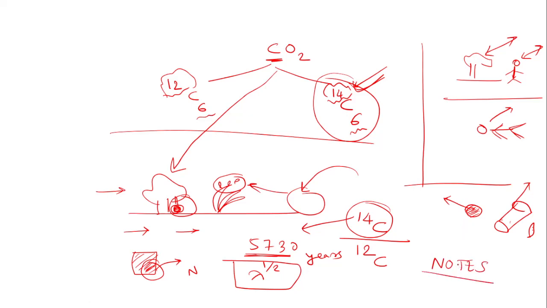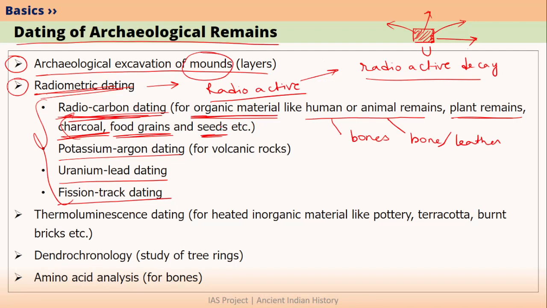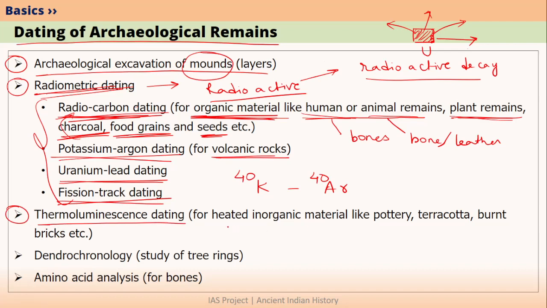Radiocarbon dating, as I have explained, is only available for organic material, that is plants and animals and human beings and whatever their remains are. Similarly, potassium argon dating, which is K40 and argon 40, is used for dating of volcanic rocks. Uranium lead dating is also one type of radiometric dating. Fission track dating is also there. Another method is thermoluminescence dating. This is mainly used for inorganic material that has been heated at one point of time.